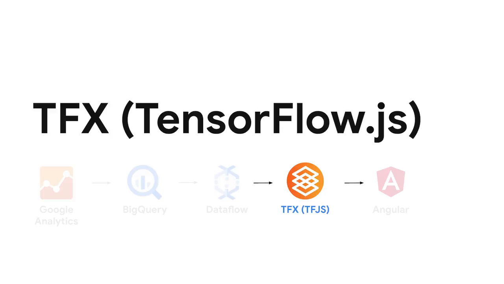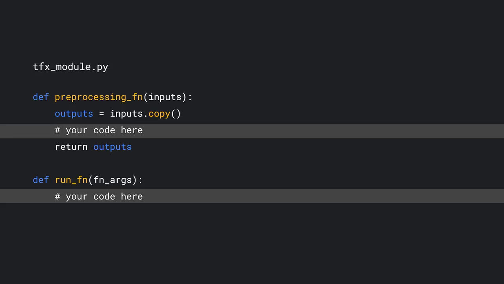TFX is our machine learning pipeline that we're using to take the training data obtained from Dataflow and train and evaluate machine learning models. In this case, we will use TFX to create a TFJS model. As you can see from the code here, to run TFX, you will have to modify two functions, the preprocessing function and the run function.